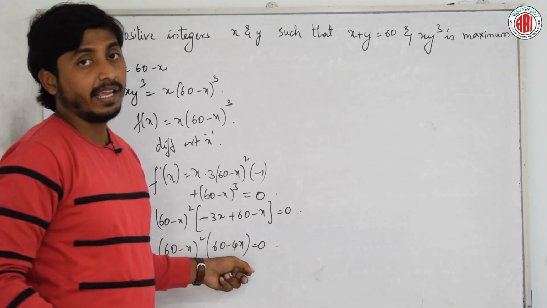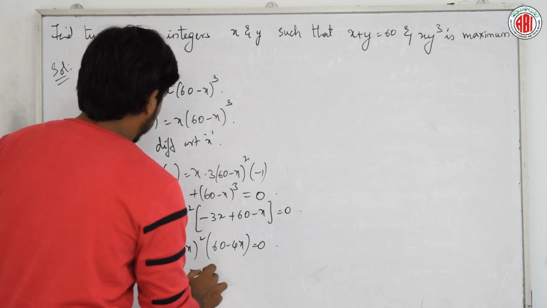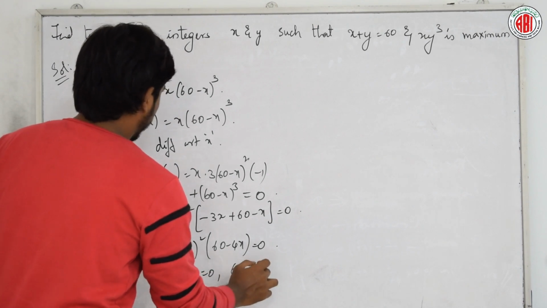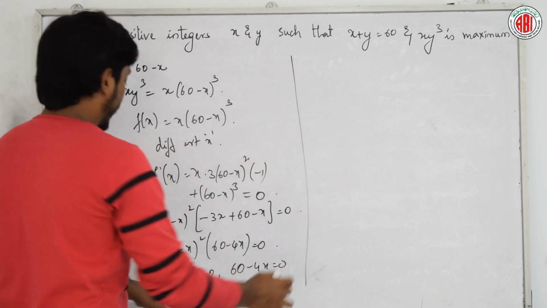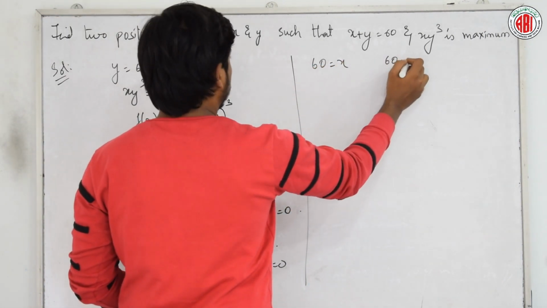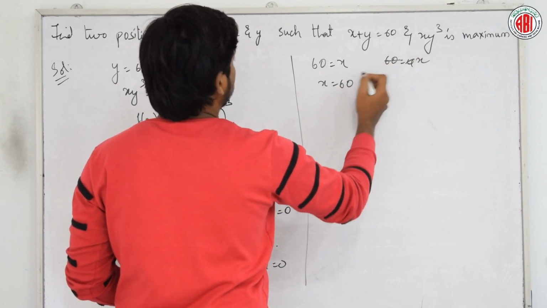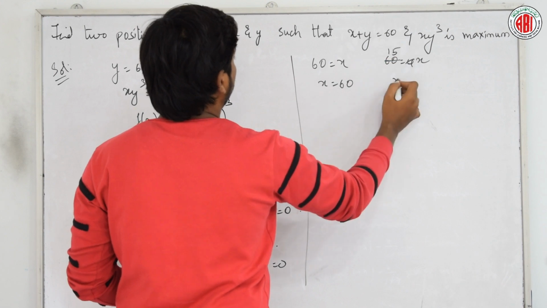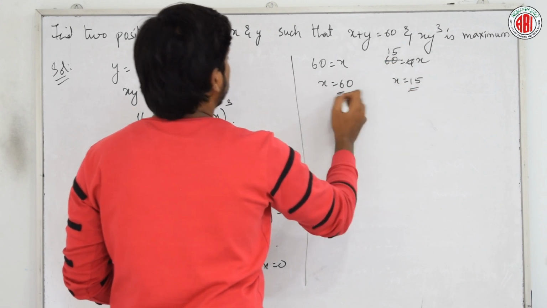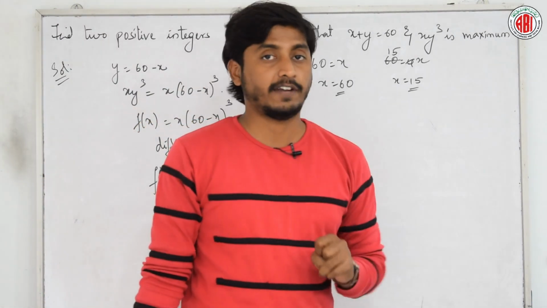So let me take all equal to 0, that is 60 minus x is equal to 0, 60 minus 4x is equal to 0. Then what do we get? 60 is equal to x and here 60 equal to 4x. Here x equal to 60. Can I cancel this? 4 ones are 4, 15 fours are 60. Isn't it? I got two values of x. One is 60 and one more is 15.